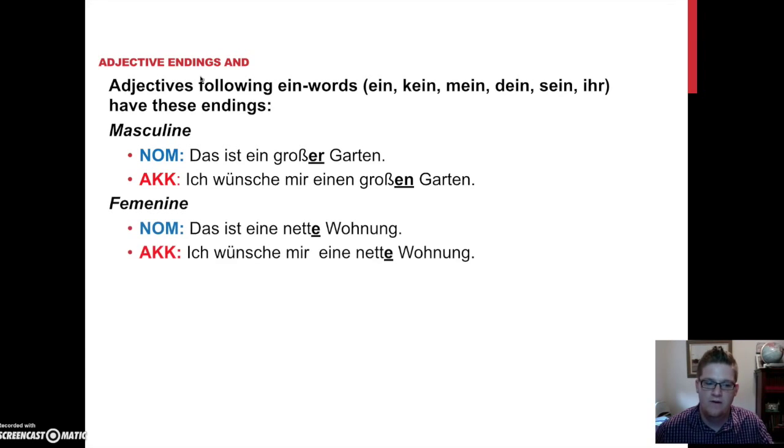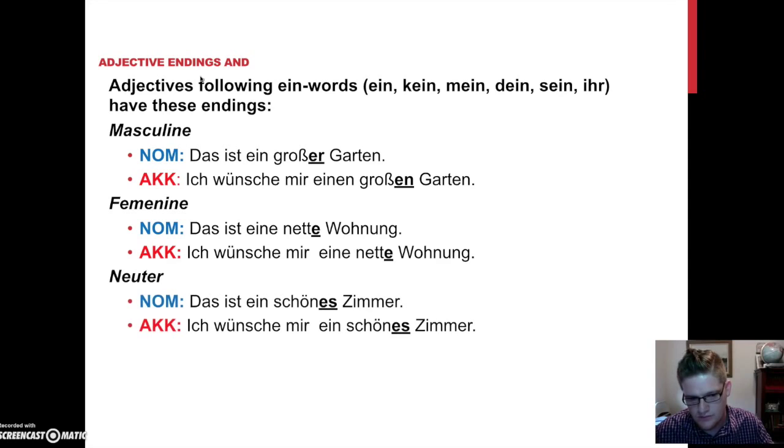When you're dealing with feminine nouns, you use e at the ending for both nominative and accusative. Das ist eine nette Wohnung. Ich wünsche mir eine nette Wohnung. And for neuter nouns, in the nominative and the accusative, the adjective endings are both es. Das ist ein schönes Zimmer, and ich wünsche mir ein schönes Zimmer.